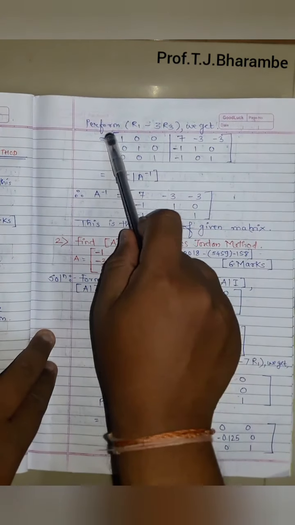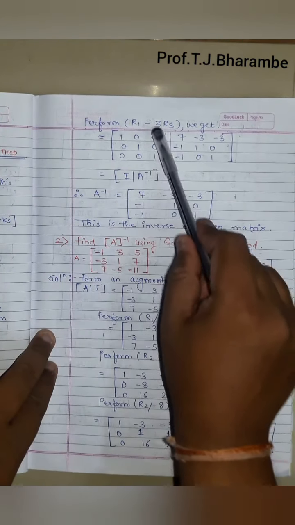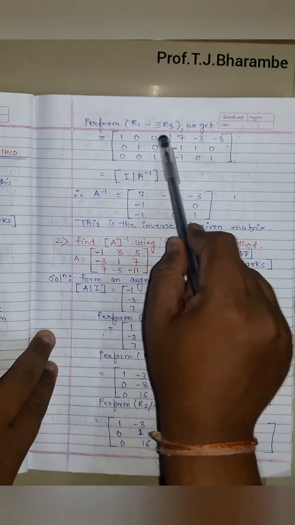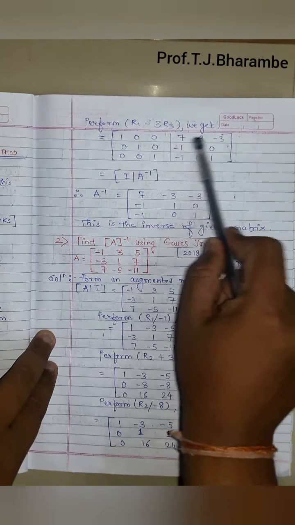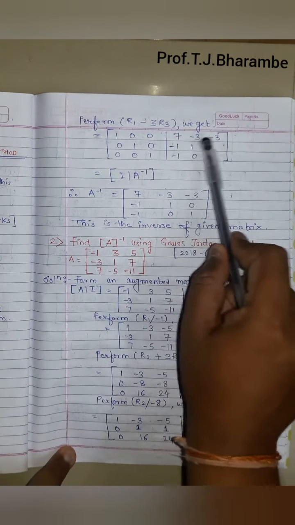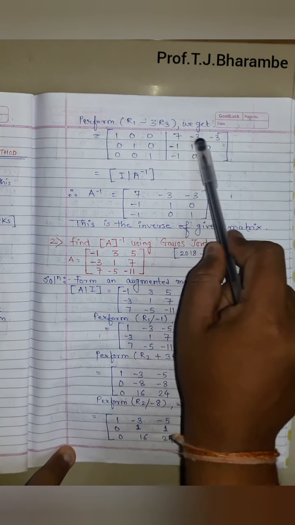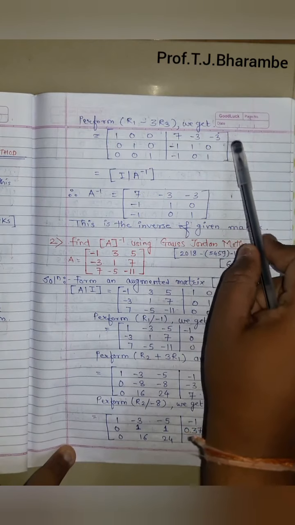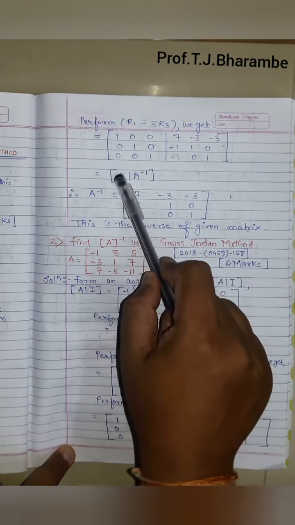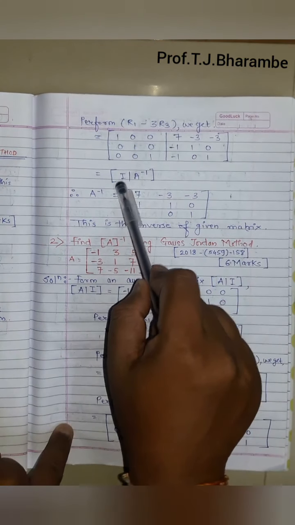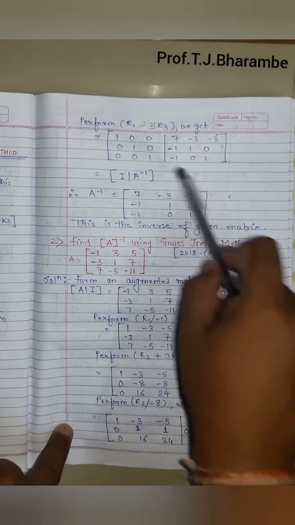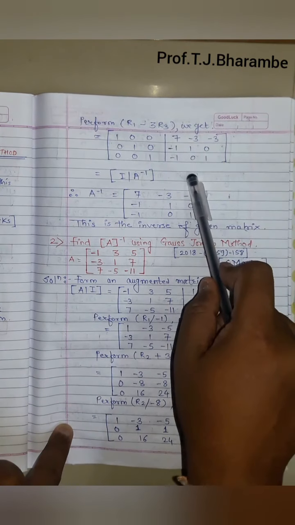So see here, we are going to perform R1 minus 3R3, and after performing this we make this particular term 0, and after applying the row transformation these particular values have also changed. Earlier it was 4, so it has changed to 7. This is minus 3 only, and this is minus 3. So see here, we have converted the given matrix into the identity matrix, and this is nothing but the A inverse of the given matrix.